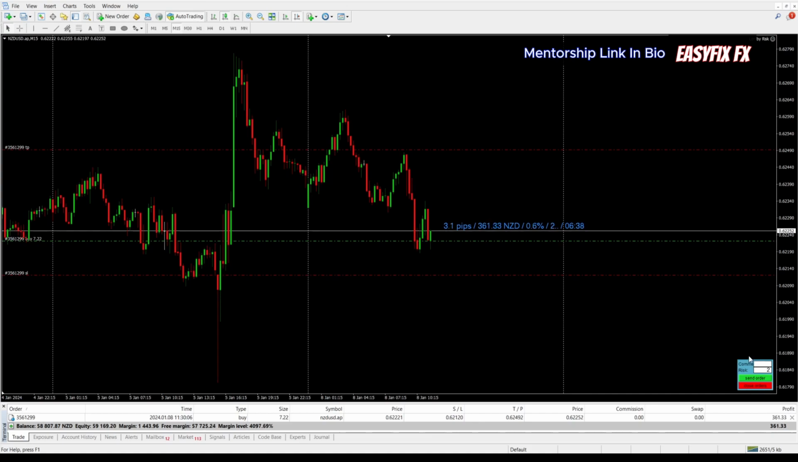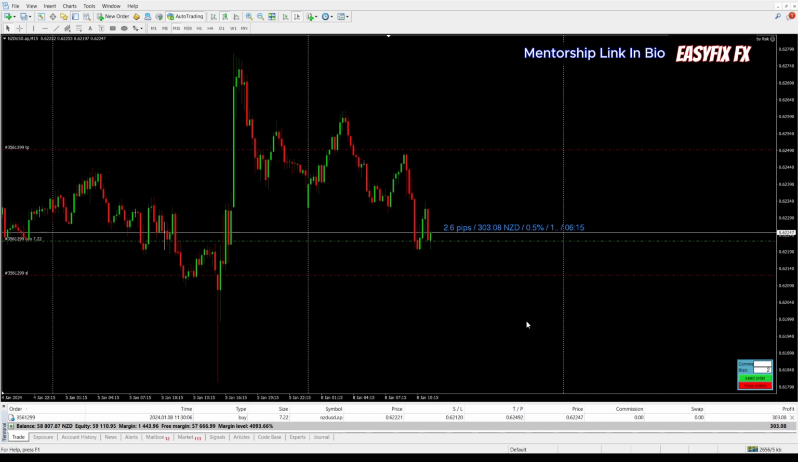So with this risk calculator EA over here, you could risk 10%, 15%, you can even risk 50% of your account with this. But I risk between 1 and 2%, either 1%, 1.5%, or 2%. I'll never go more than 2% of my account because I don't want to go on tilt.